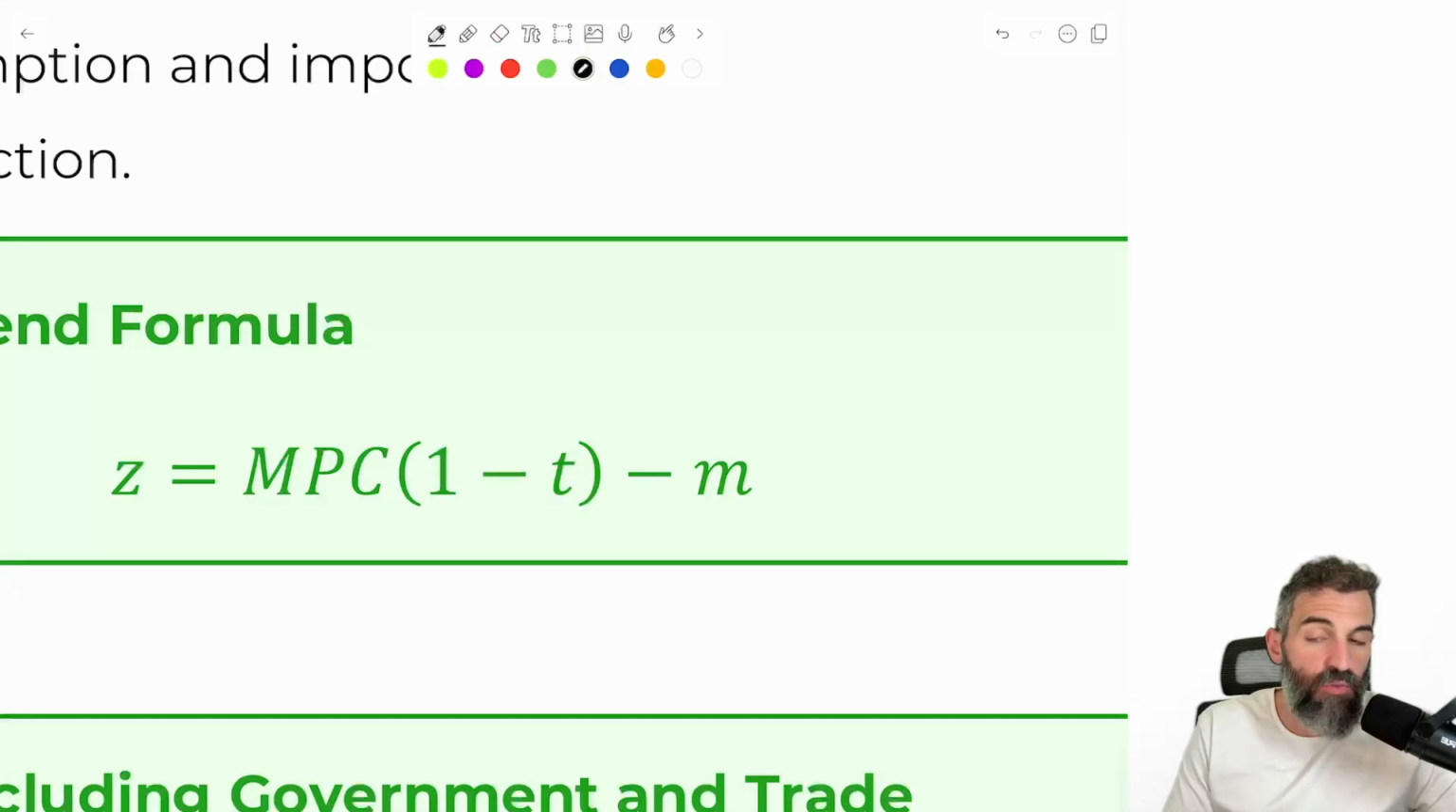Whenever you see 1 minus tax in any class or any topic, that is a net of tax. We're removing the tax and seeing what's left.